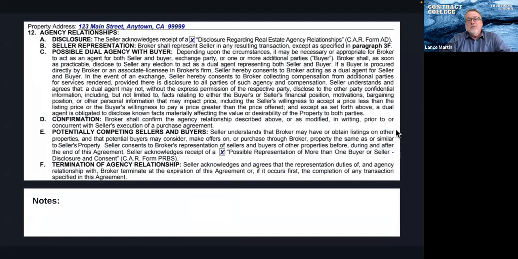Agency. Okay, I get to go a little bit faster here because we've already discussed this. In class 1, we talked about the agency disclosure. We spent multiple times on it. Here it is referred to as the AD, seller's representation. We've talked about that. We've talked about the possibility of dual agents with the buyer.